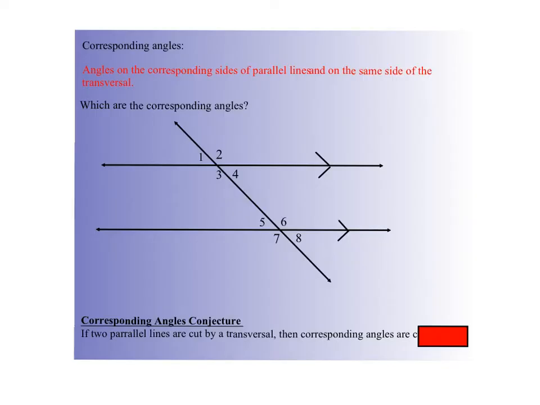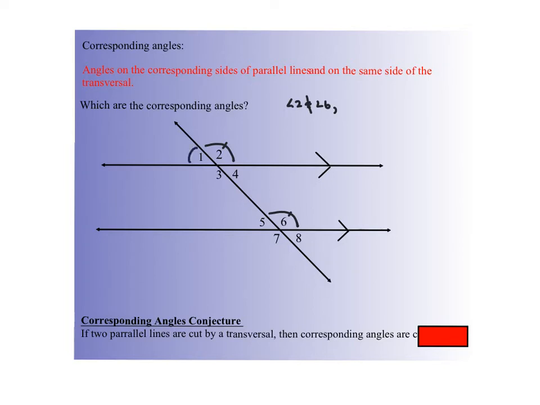All right, so the first type of angles formed by two parallel lines cut by a transversal are called corresponding angles. These are angles on the corresponding sides of the parallel lines as well as on the same side of the transversal. One example would be angle 2 and angle 6. Those are both on the right side of the transversal and on the upper portion of the parallel line that they come in contact with. So angle 2 and angle 6 are examples of one pair of corresponding angles.